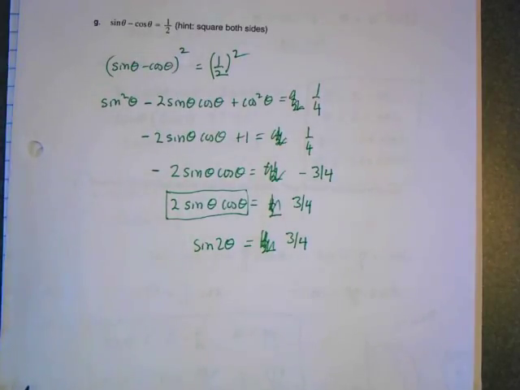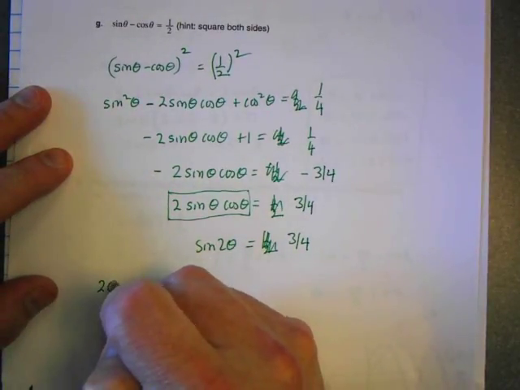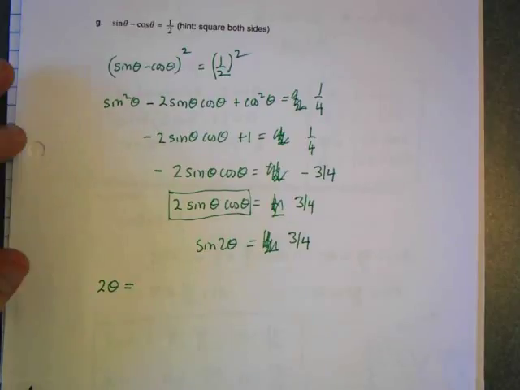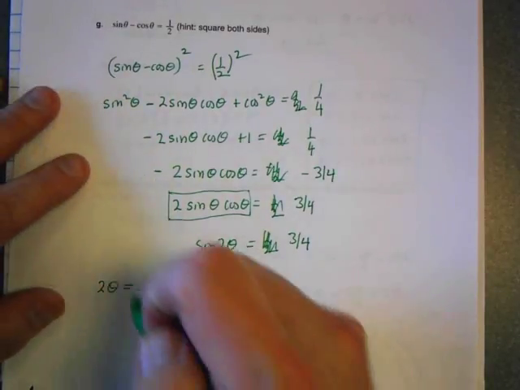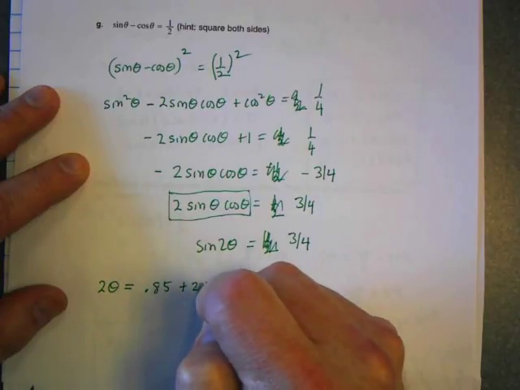All right. So the point is, now we can do inverse sine on both sides, and we will have 2 theta is. We grab our calculator. What's the sine inverse of 3/4? Not one of the famous ones we know. Calculator says 0.85 plus 2 pi k.